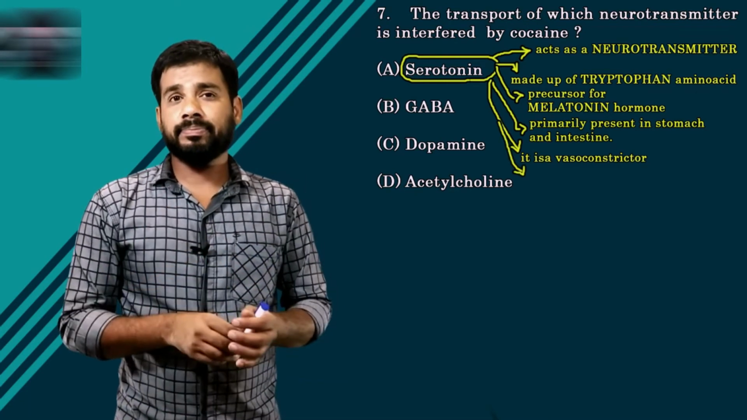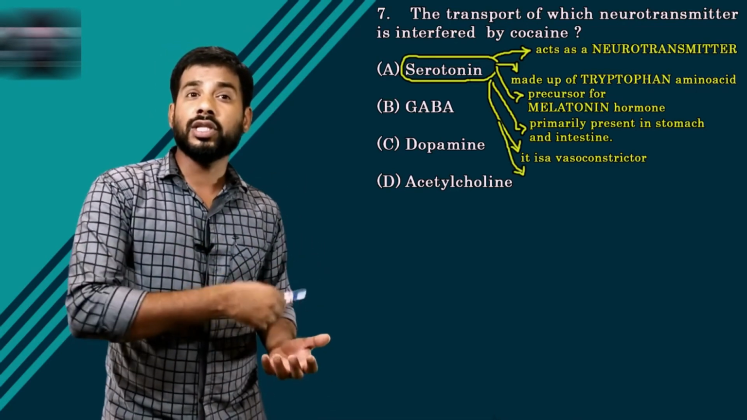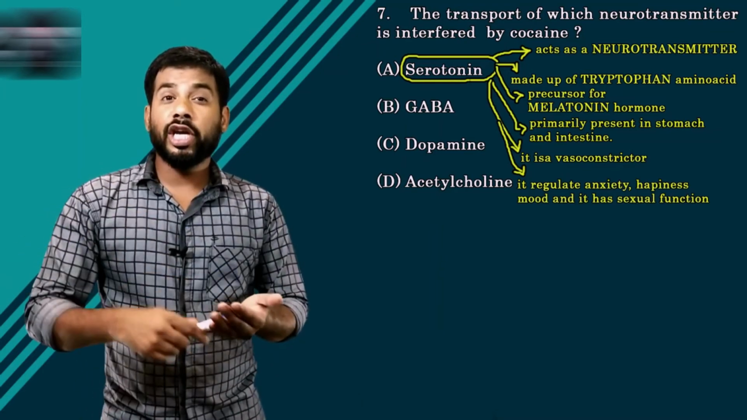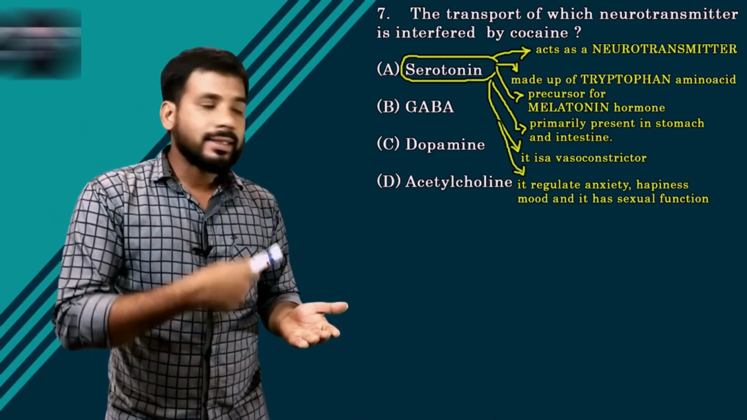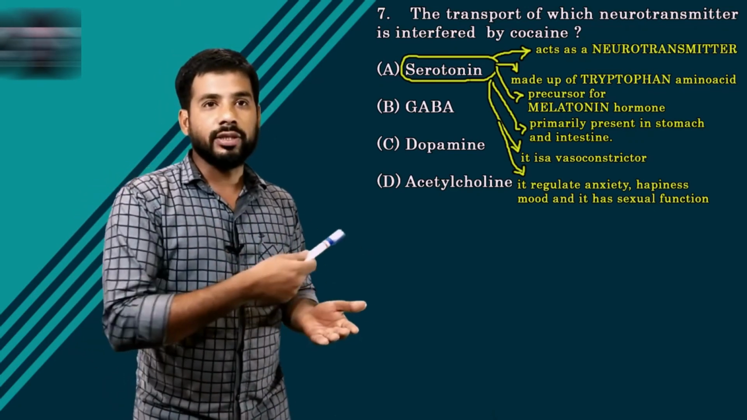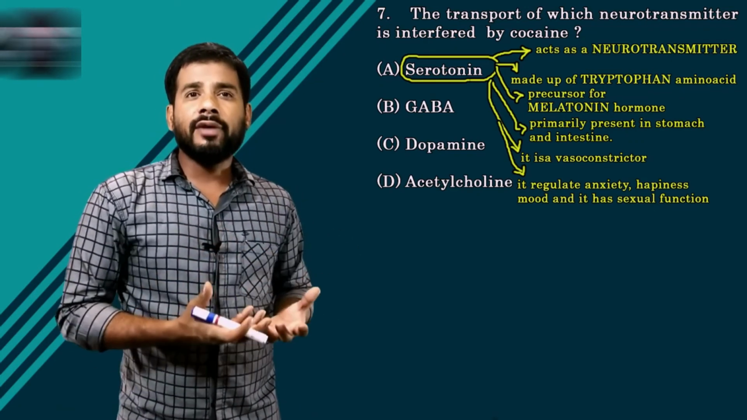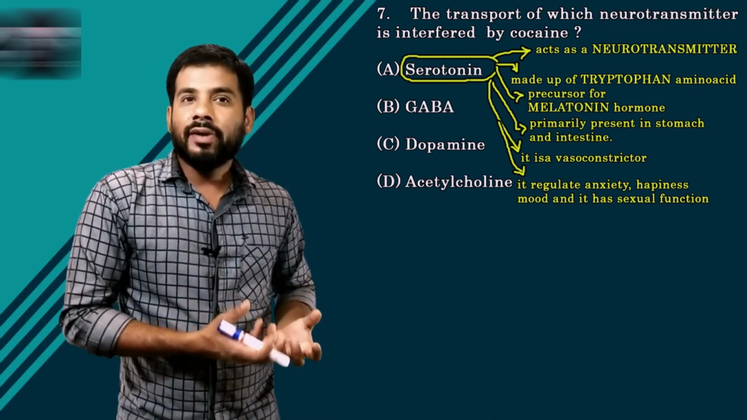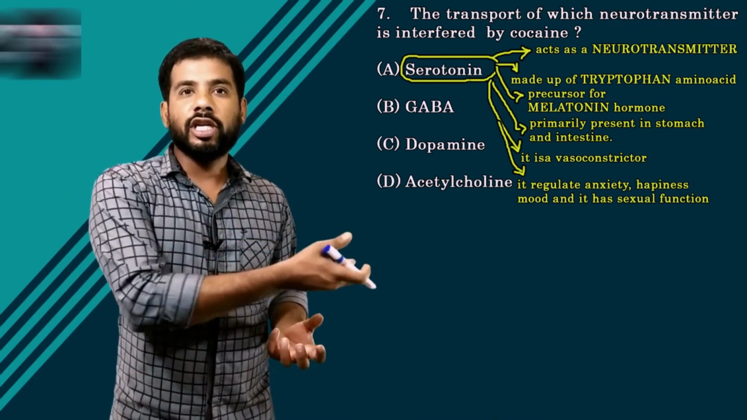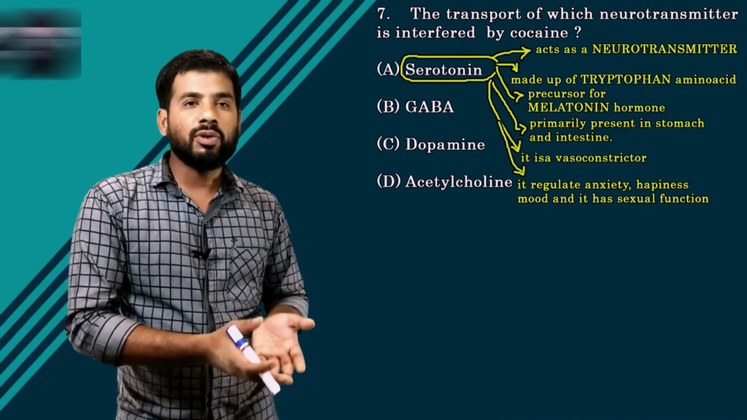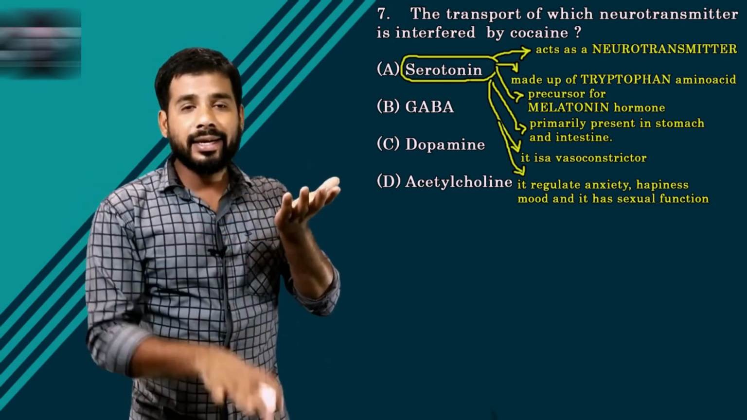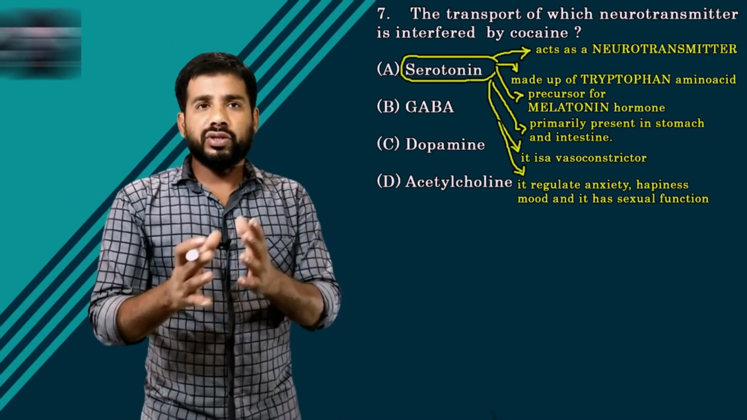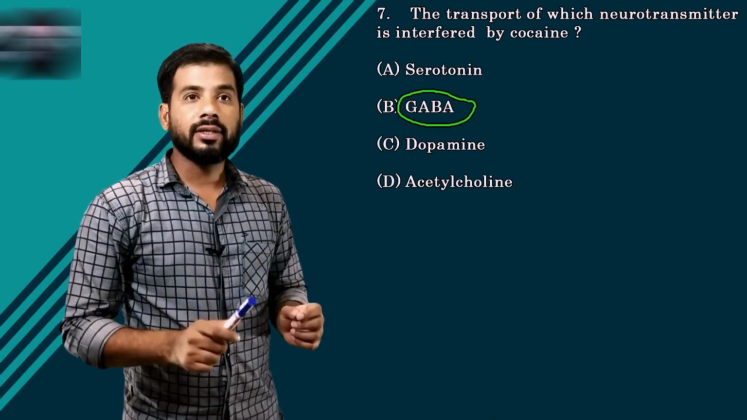Serotonin is also one of the important hormones which regulate our anxiety, happiness and mood, and it also has several sexual functions. For example, if serotonin levels are low, that increases our libido, whereas if the serotonin neurotransmitter is at a high level, that decreases our libido. So this is about serotonin. Next, option B, GABA.